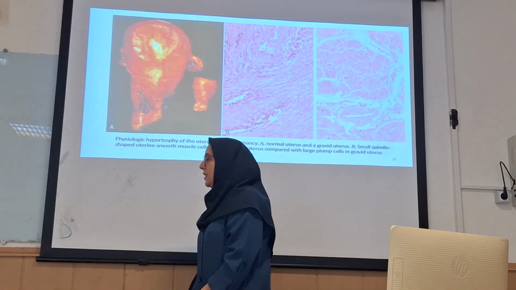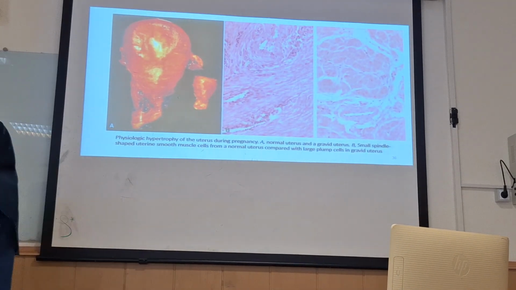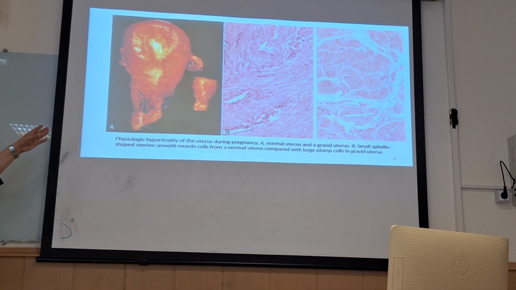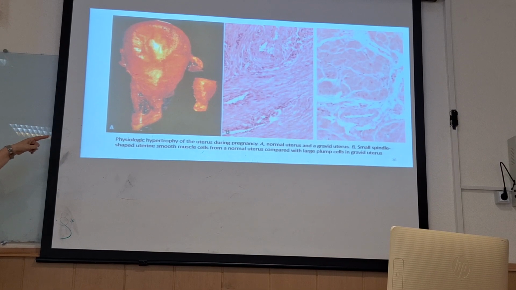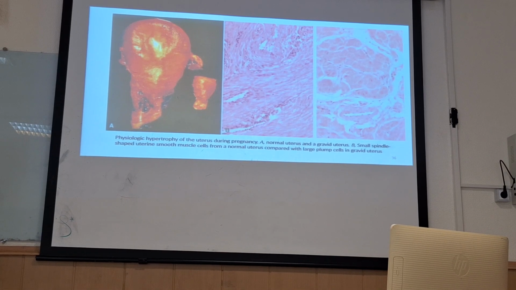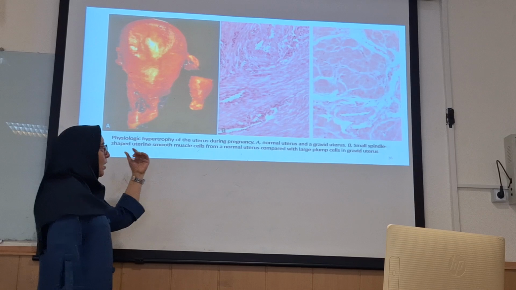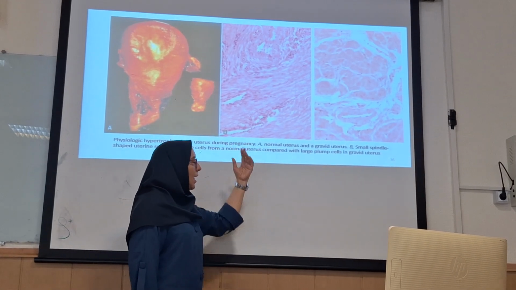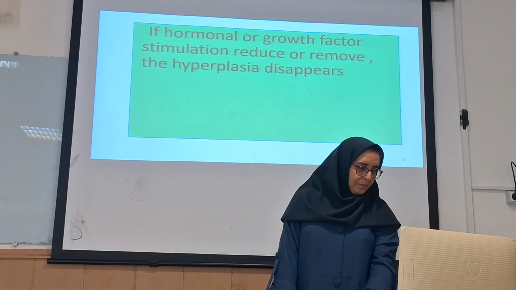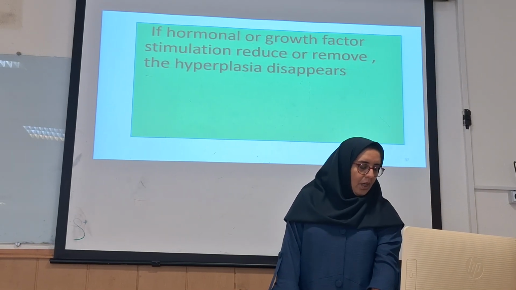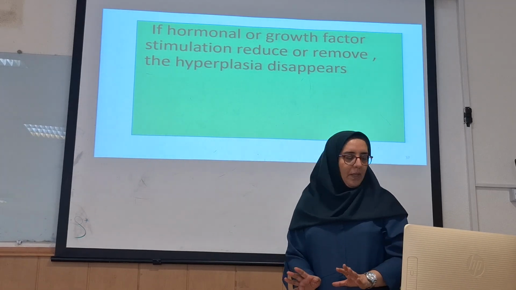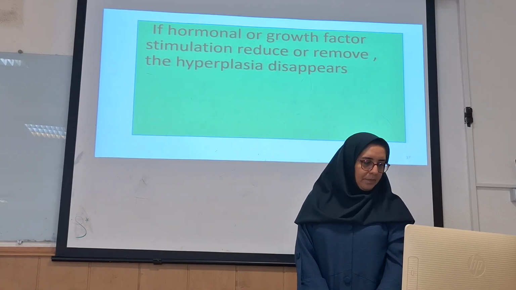Also, in pregnancy, we have an increase in the number and size of cells. In late pregnancy, we have an increase in the size of the uterus. In the uterus, we have hyperplasia, increase in size, and hypertrophy together. When the hormonal or growth stimulus is removed, the hyperplasia disappears.